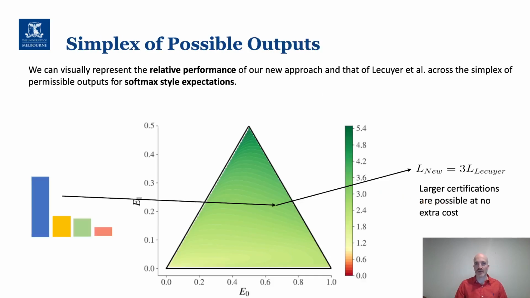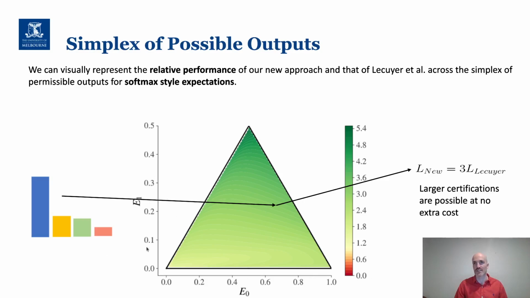So the simplex of possible outputs is a visual representation of the relative performance across the permissible space of outputs of our models. So in a certification sense, our models will be producing a set of expectations, which has a length equal to the number of classes of our dataset. And all those expectations must sum to 1. So we have this kind of constrained input space. And then we can restrict that input space for the purposes of plotting just the two highest class expectations, E0 and E1.